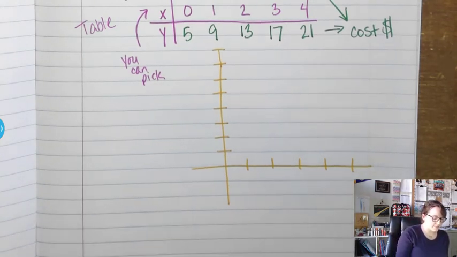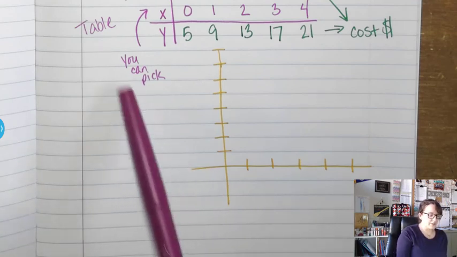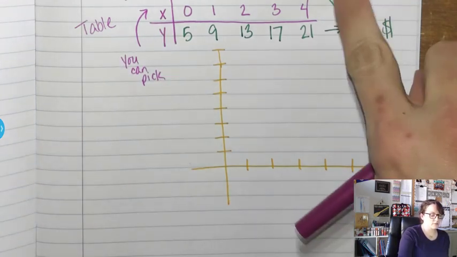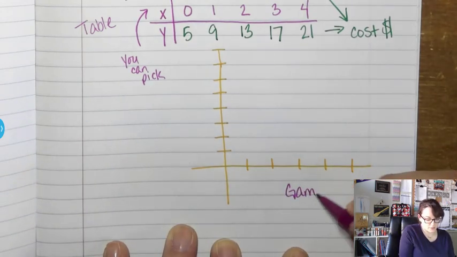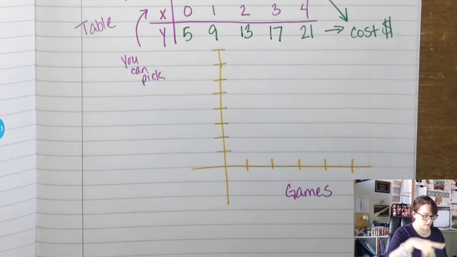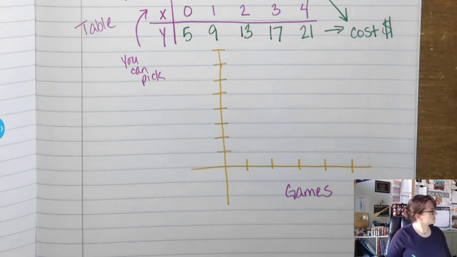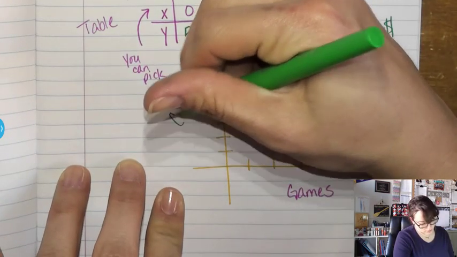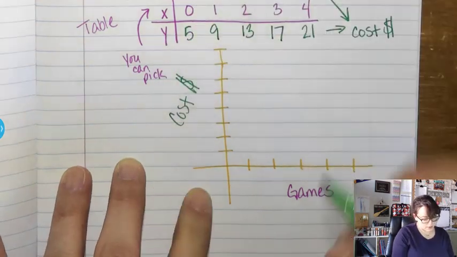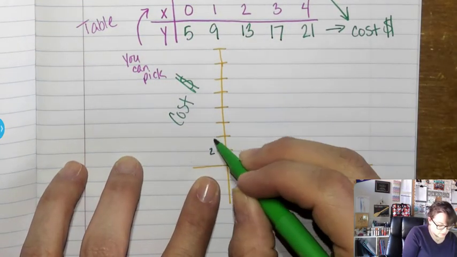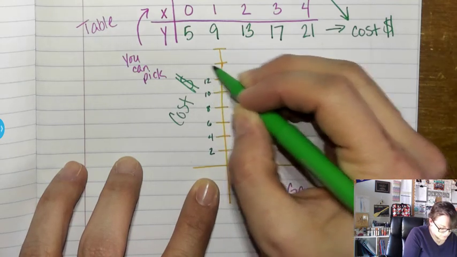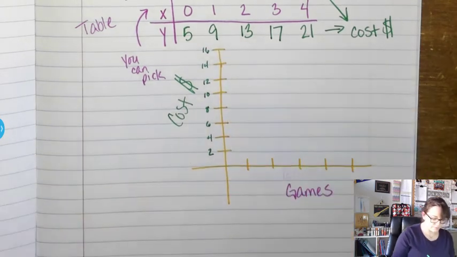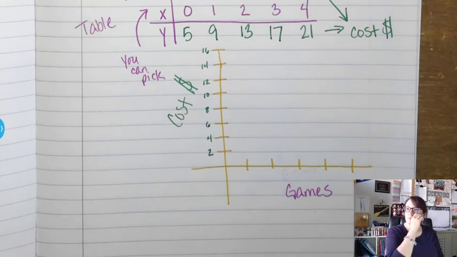What does my x-axis mean? What are the x's? Games. So this is games. And what was the y? Money. And these are going to be 2s, just so I can fit it all.